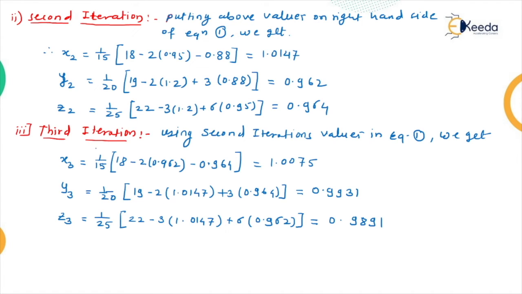This is the second and third iteration, guys. I hope you understand it. The value of x3, y3, and z3. After taking the third iteration, we also have to take the fourth iteration. So let me start the fourth iteration.